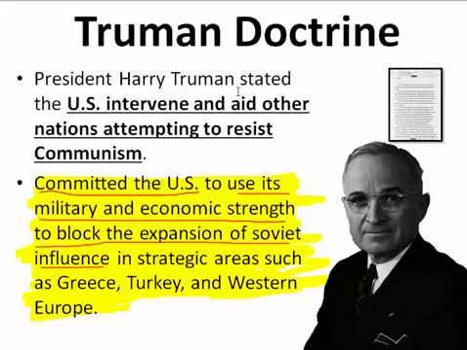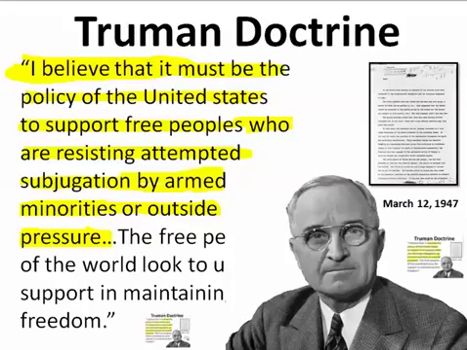So with the Truman Doctrine, he's going to ask Congress for $400 million. And when he does this, he's going to commit the United States to use its military and economic strength to block the expansion of Soviet influence in strategic areas such as Greece, Turkey, and Western Europe. Now let's listen to him ask Congress for that money. This highlighted here is what is considered the Truman Doctrine, and this is a request to Congress for aid and help for Greece and Turkey.